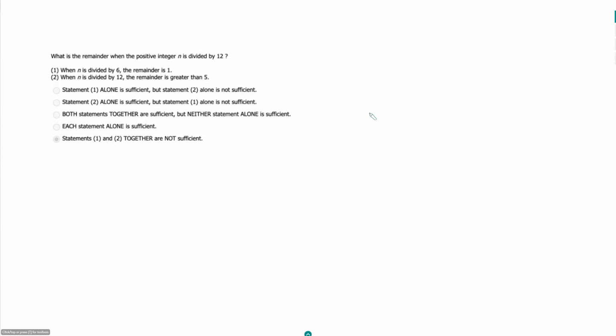What is the remainder when the positive integer n is divided by 12? Okay, so we don't know anything about n, so we can pretty much just start with the statements.